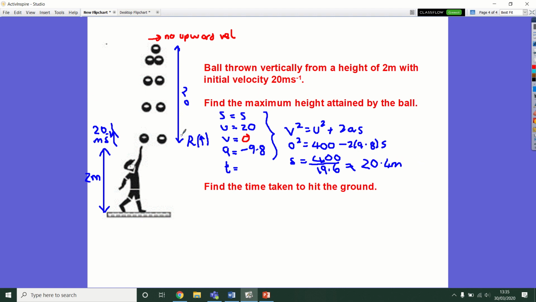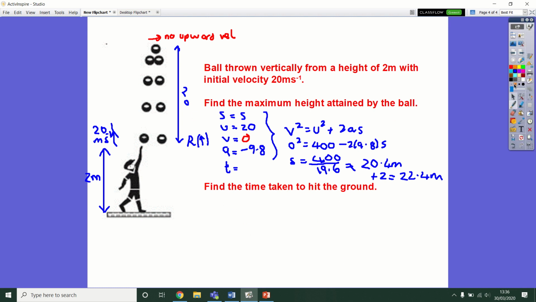Okay, that's the height that's obtained from where you started at the top of the hand. If I add the 2 meters onto that, I'm going to get the height from the ground. So my answer is 22.4 meters. Okay, that's part A done. The time taken to hit the ground, I can do that as well.